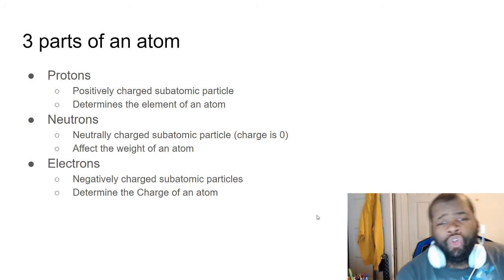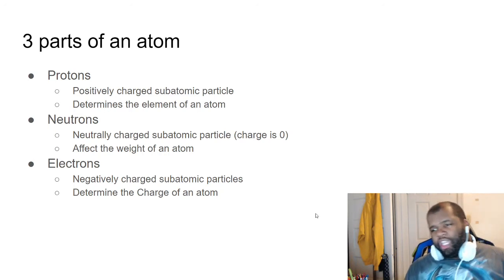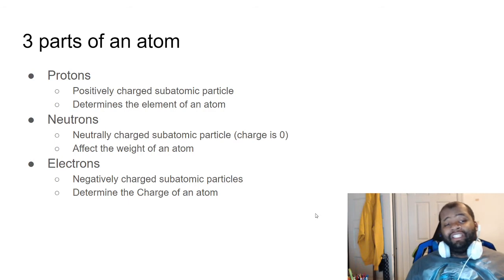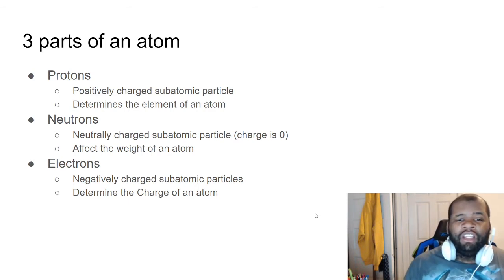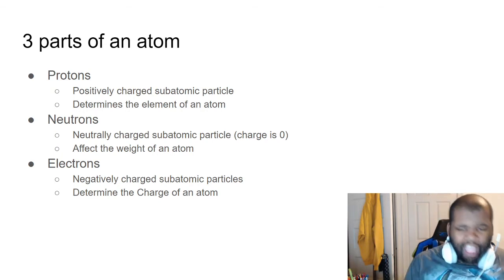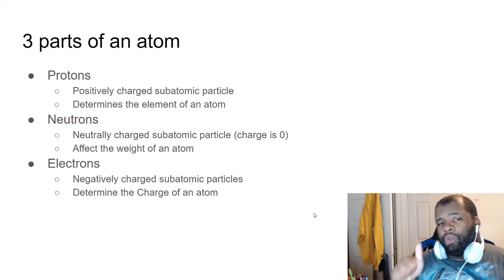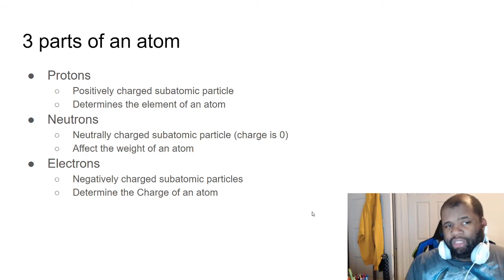Neutrons, these are our neutral charged subatomic particle. This means their charge is factually a zero. It is neither positive nor negative. It is nothing. These affect the weight of our atom. So I'll go into more details about this next class once again. But protons have weight and neutrons have weight. These two things together create the weight of our atom. If I have two hydrogens, because they're the same element, they both have to have the same number of protons. But they can have different numbers of neutrons, which means they have different weights.